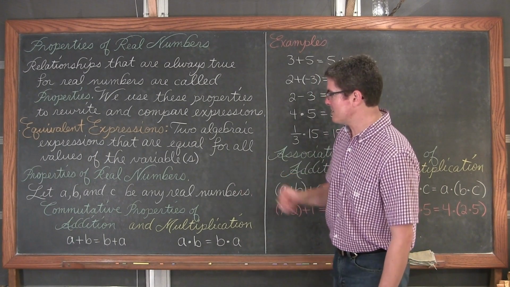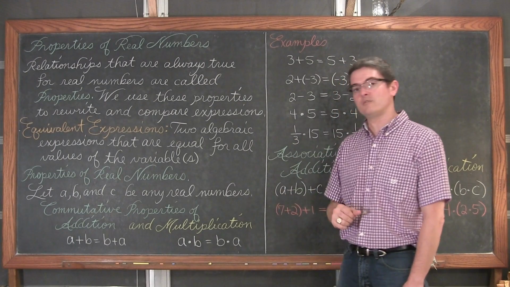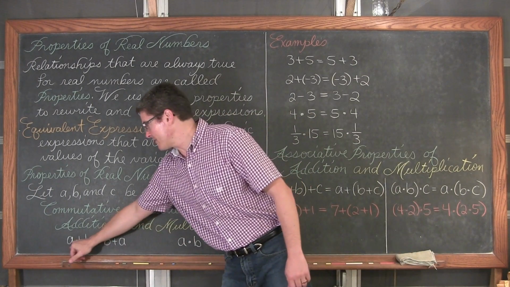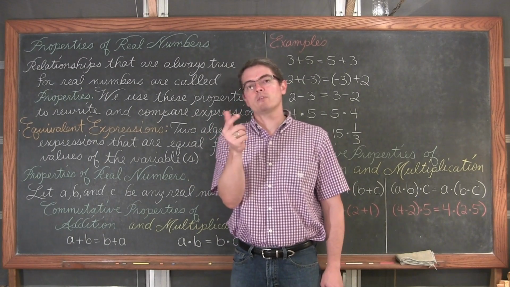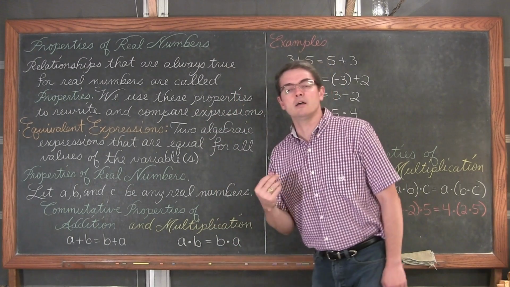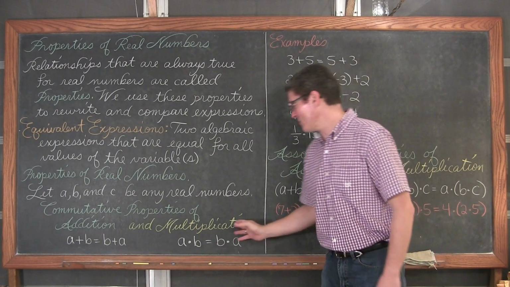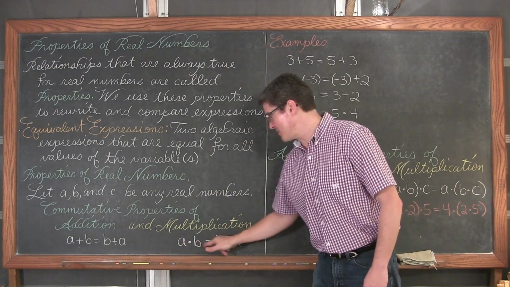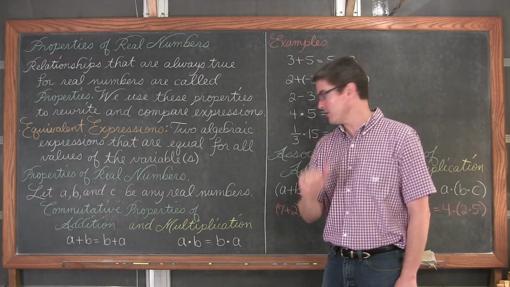Properties of real numbers. We're going to let A, B, and C be any real number, and we have the commutative property of addition, which says that A plus B is equal to B plus A. In other words, we can change the order of the addition and still get equivalent expressions or equal answers. And then we have multiplication, which is A times B is equal to B times A. So again, we can turn that order around.